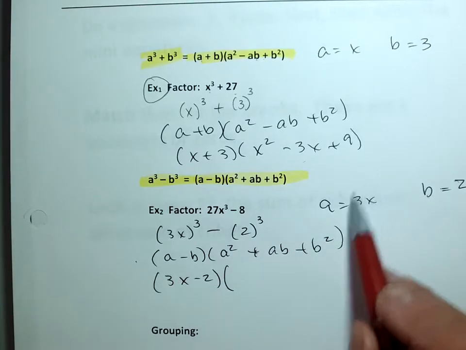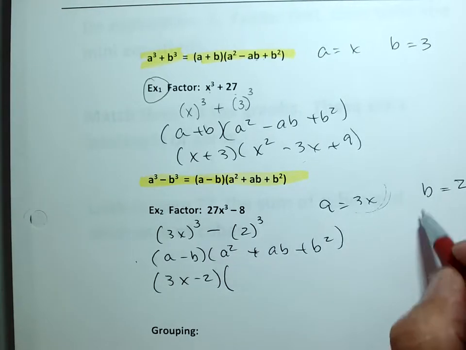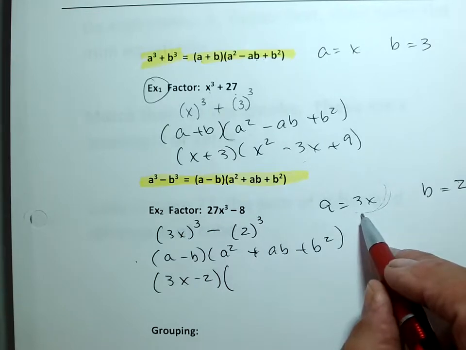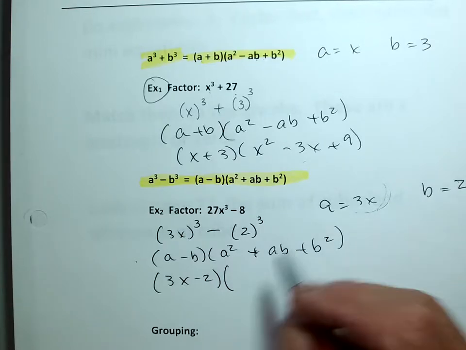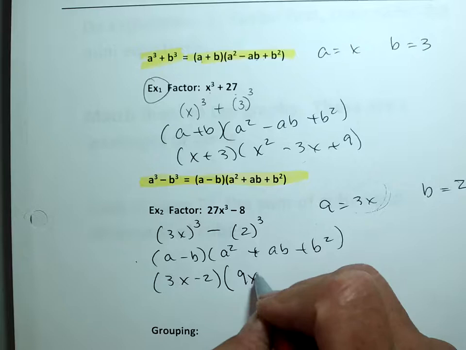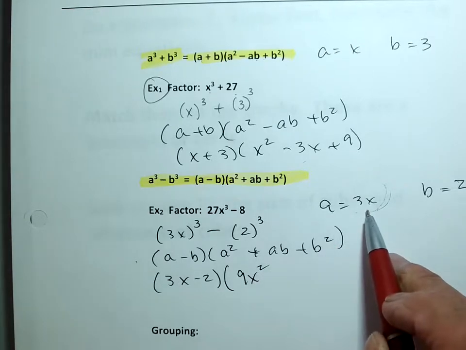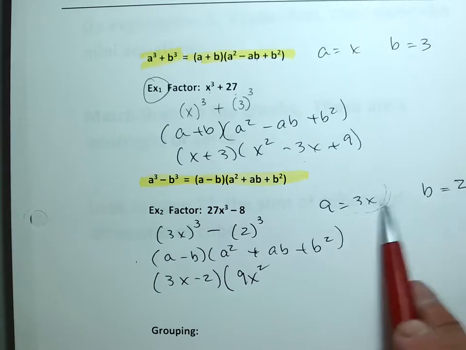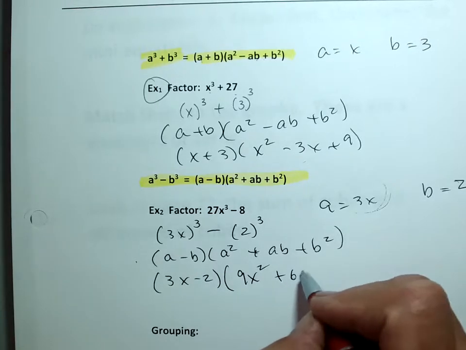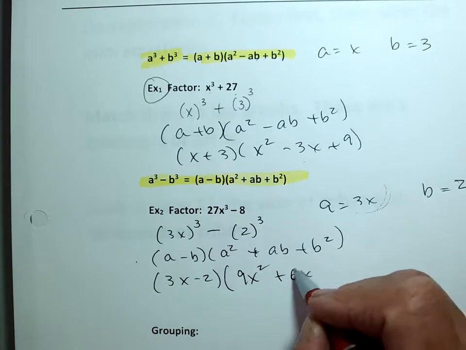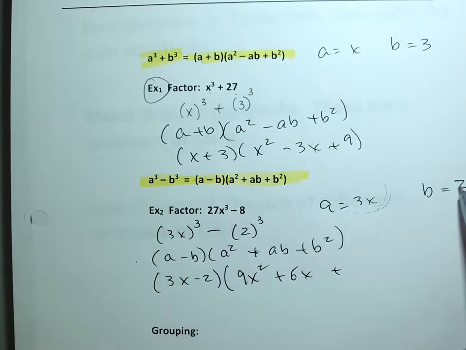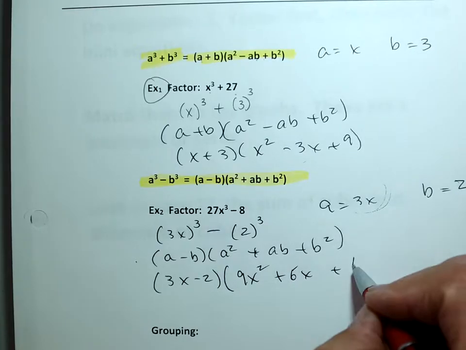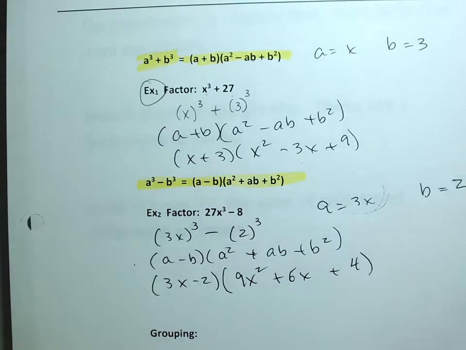Parentheses, a squared. So if I have to square this, a squared is really going to be a 9x squared. You see that? 9x squared, because I squared that. And then plus a times b. So if I multiply these two, I get a 6x, plus b squared. So 2 squared is 4. That's it. That's not that bad, is it? You guys agree it's not that bad?